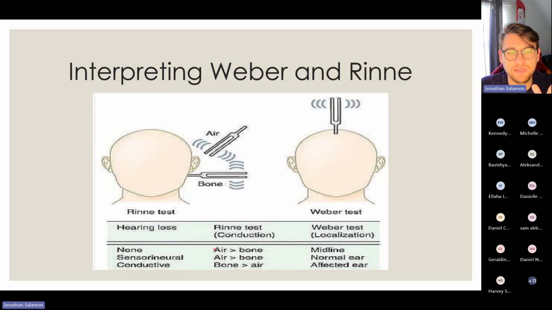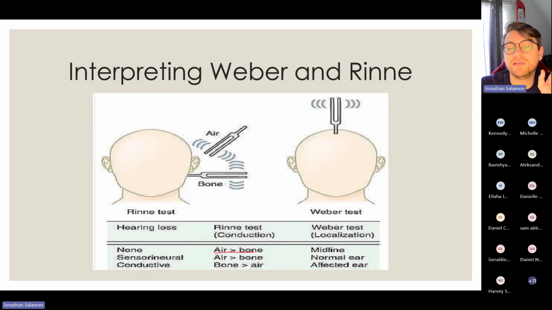I guess just real quick, air conduction should be better than bone conduction, and it should not localize to either ear. If air conduction is not better than bone conduction, then you have a conductive hearing loss. Conductive hearing loss means that the sound is not making it to the sensory neural cells in your inner ear. Therefore, when you use bone conduction and you bypass that part of the ear, it will be able to transmit the signal better.